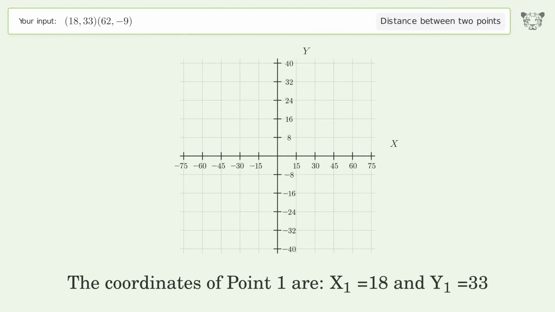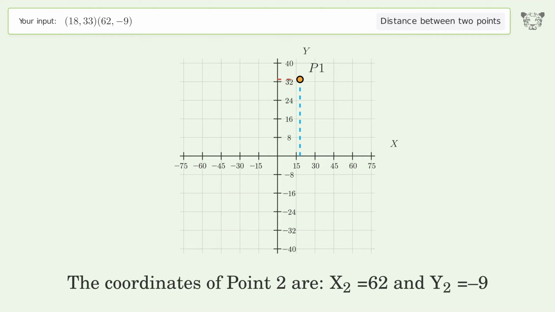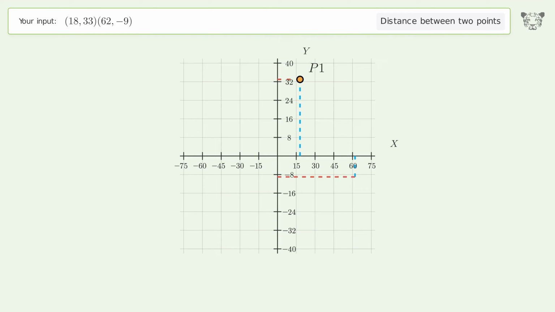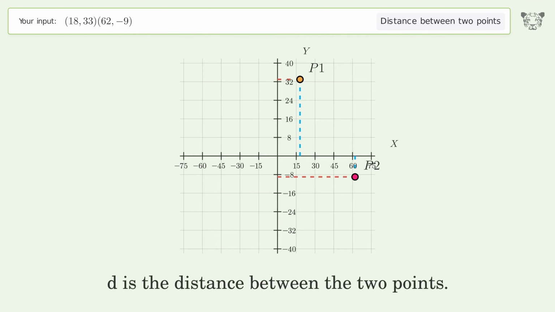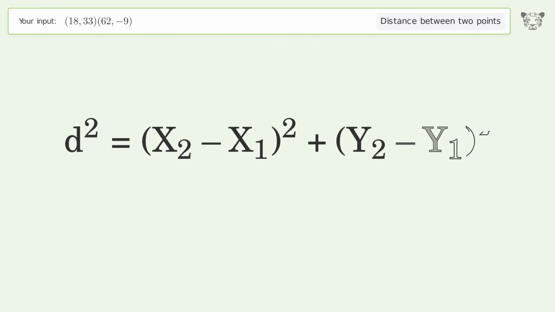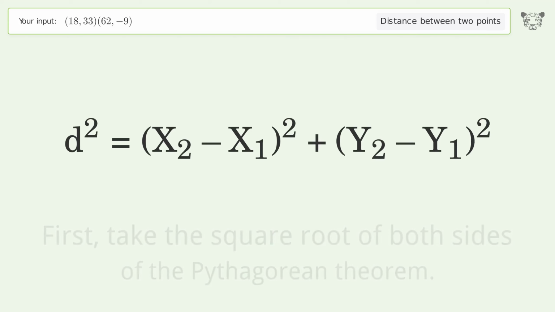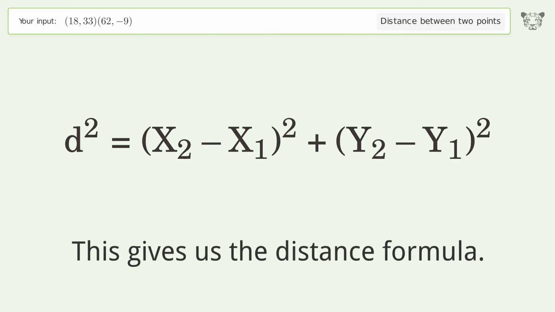The coordinates of point 1 are x1 equals 18 and y1 equals 33. The coordinates of point 2 are x2 equals 62 and y2 equals -9. D is the distance between the 2 points. First, take the square root of both sides of the Pythagorean theorem. This gives us the distance formula.